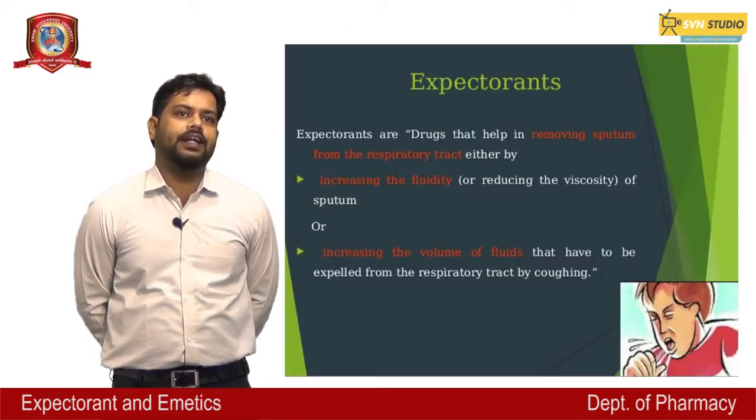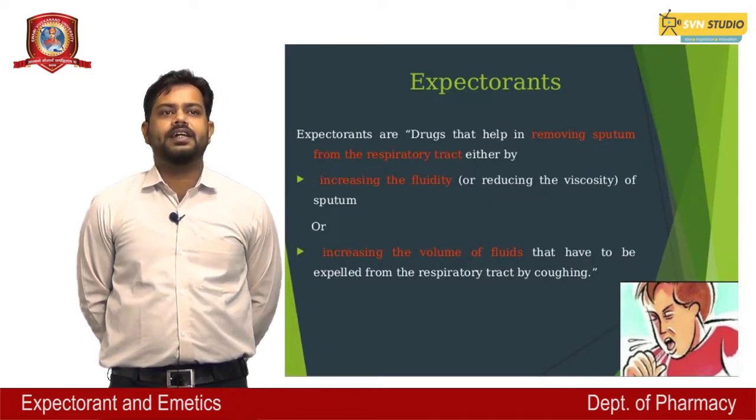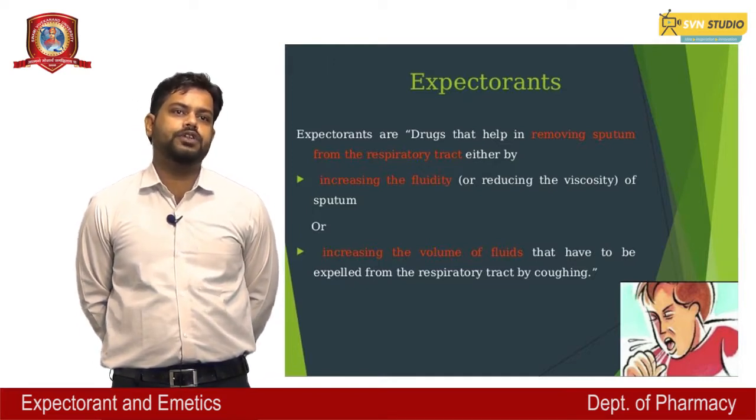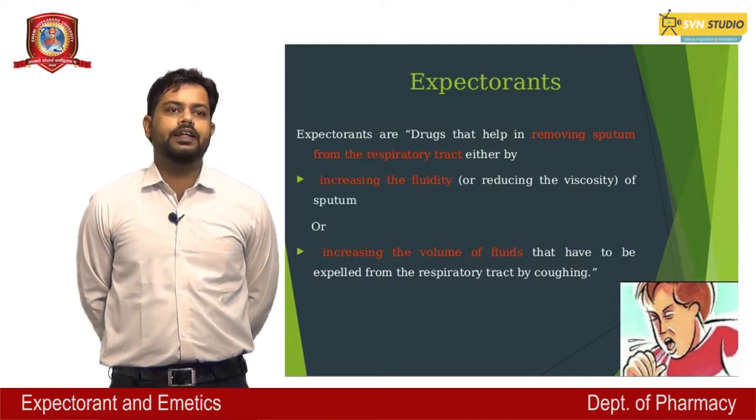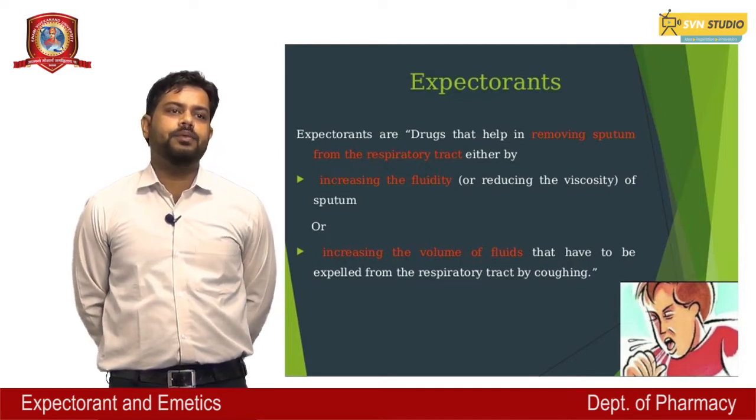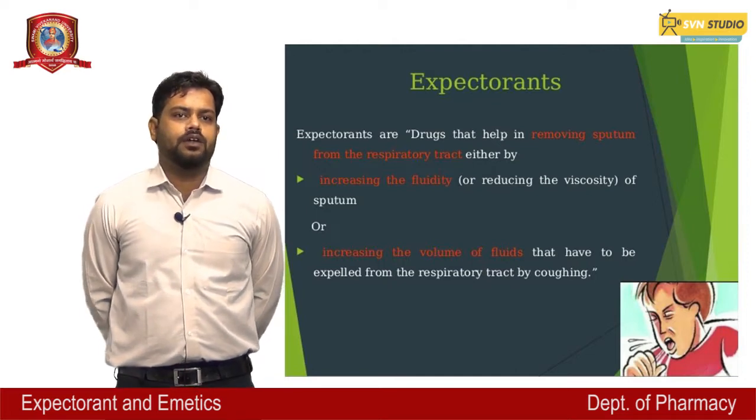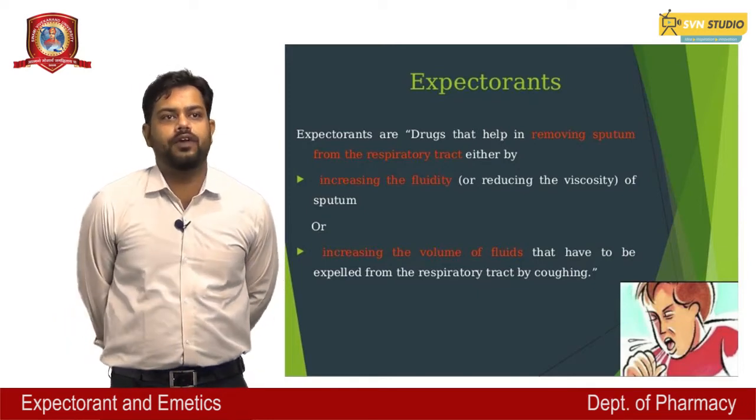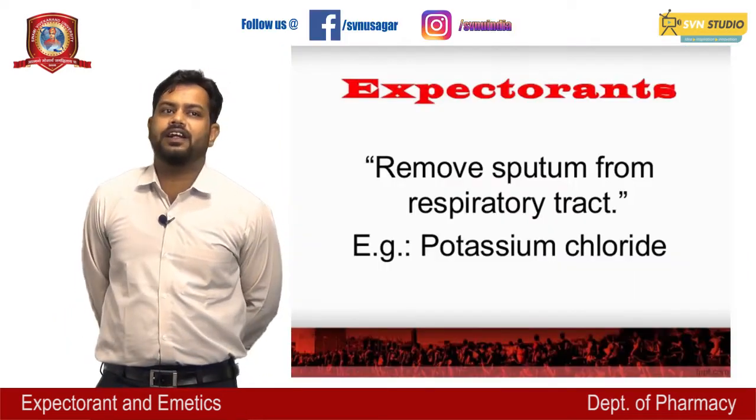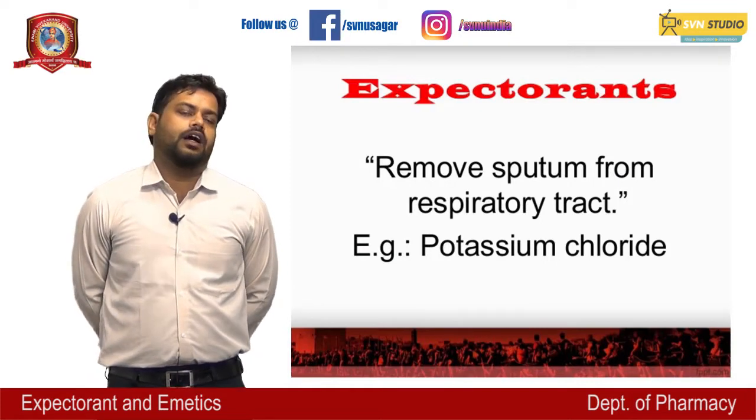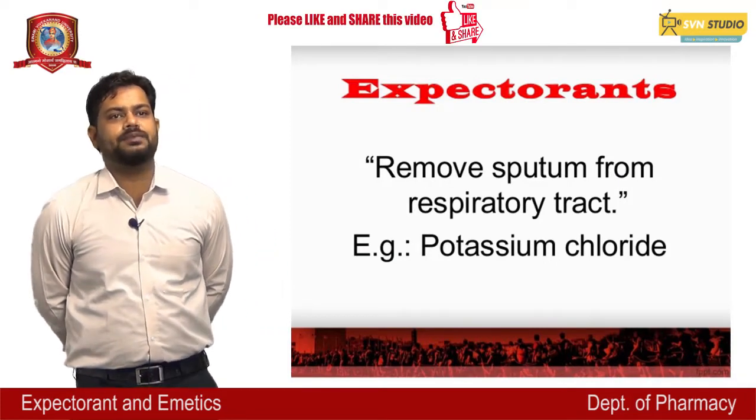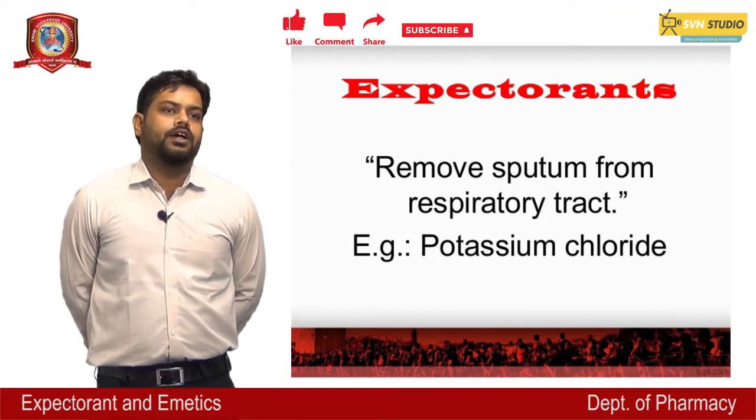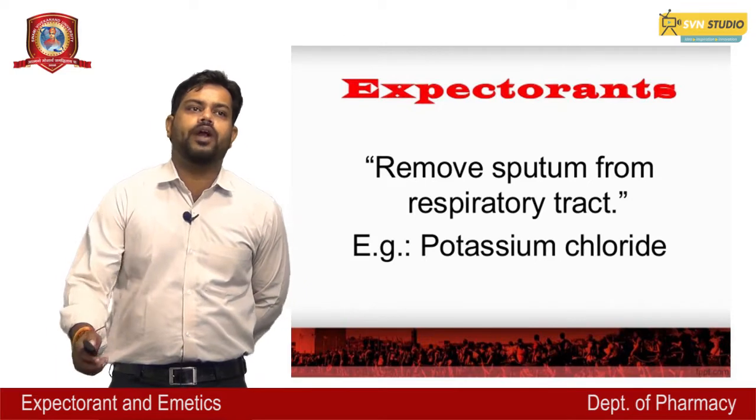Expectorants are drugs that help in removing sputum from the respiratory tract, either by increasing the fluidity or reducing the viscosity of the sputum, or increasing the volume of fluid that has to be expelled from the respiratory tract by coughing. In easy words, expectorants are substances which remove the sputum from the respiratory tract, and an example of this is potassium chloride.